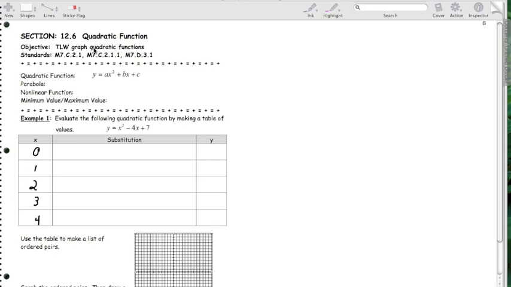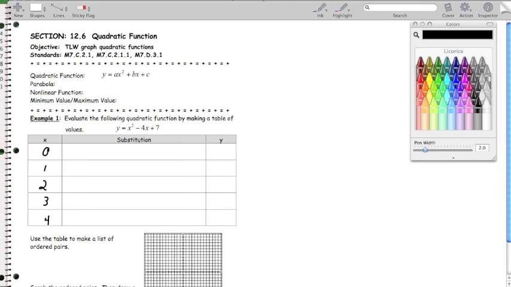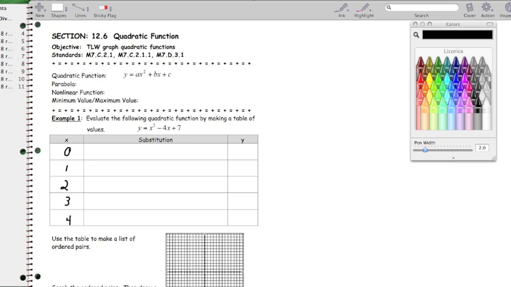Okay, let's take a look at section 12.6, quadratic functions. Everything we've studied so far has been linear functions. Quadratic functions are kind of like our first branch into looking at a whole bunch of other ones. In this course this year, we mainly only study linear functions, which we're at the tail end of now.